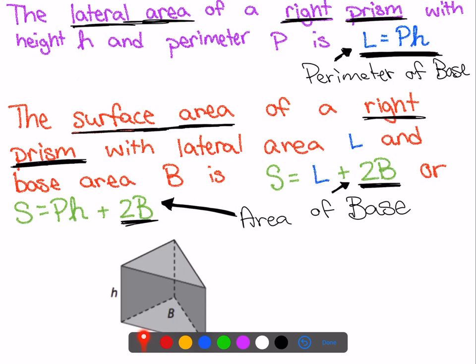With lateral area L and base area B, again, big B is the area of one of our 2 bases, surface area is equal to lateral area plus 2 multiplied by the area of the base. Or another way that you can write it, S is equal to perimeter times height plus 2 times the area of our base. And again, the area of the base is whatever shape we're dealing with. In this case, it's a triangle. Sometimes it may be a rectangular prism. Sometimes it can even have 5 sides. It can be a polyhedron. So it just depends on what we're dealing with in these cases.